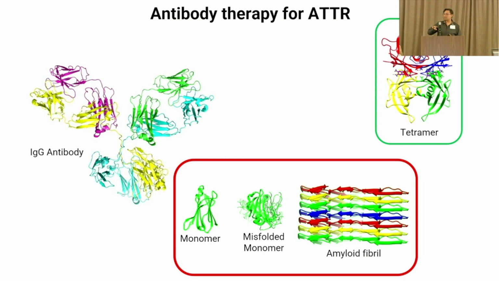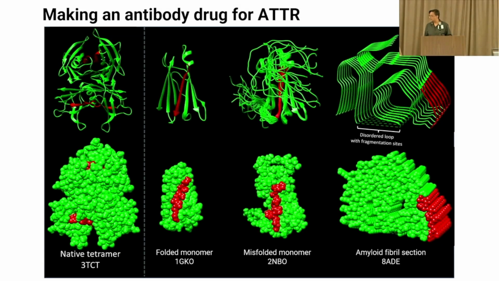Now, applying that to this case over here, if we could tag all of the misfolded states, which are in the red box over there, with an antibody, then we could get the macrophages to eat all of those states. And we have to make sure that those antibodies don't bind the native tetramer, the well-behaved tetramer, which is up in the green box over there. So how do we do this? Well, by looking at protein structures.